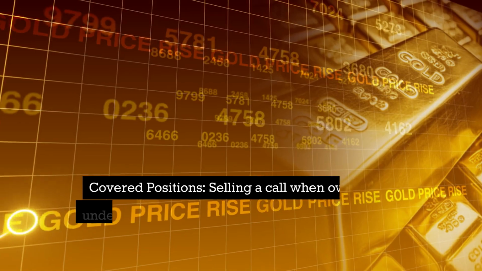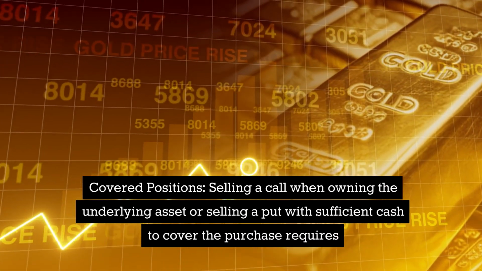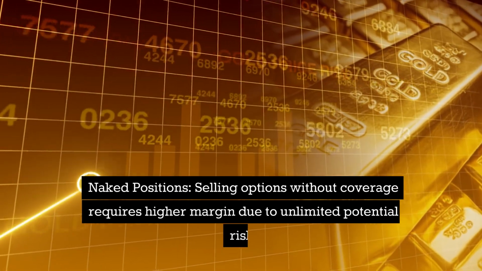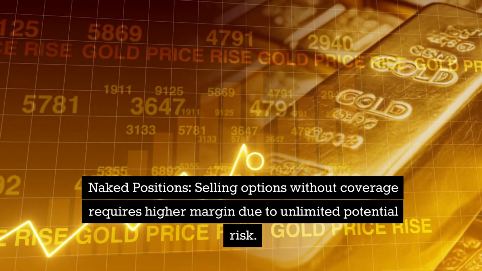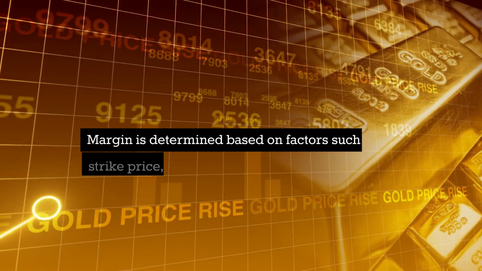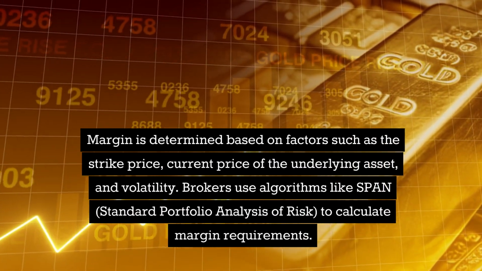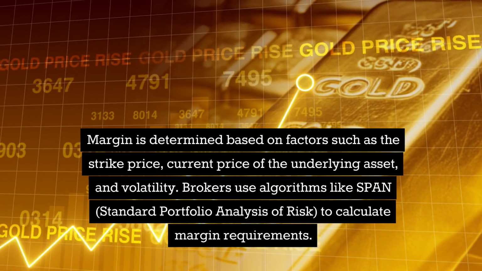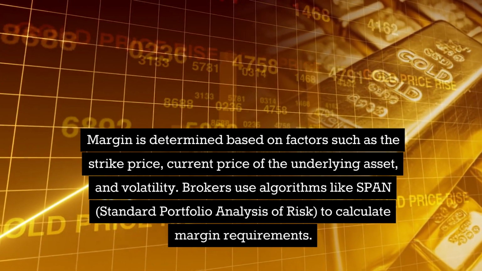Margin for sellers. Covered positions. Selling a call when owning the underlying asset or selling a put with sufficient cash to cover the purchase requires minimal margin. Naked positions. Selling options without coverage requires higher margin due to unlimited potential risk. How margin is calculated. Margin is determined based on factors such as the strike price, current price of the underlying asset, and volatility. Brokers use algorithms like SPAN, Standard Portfolio Analysis of Risk, to calculate margin requirements.